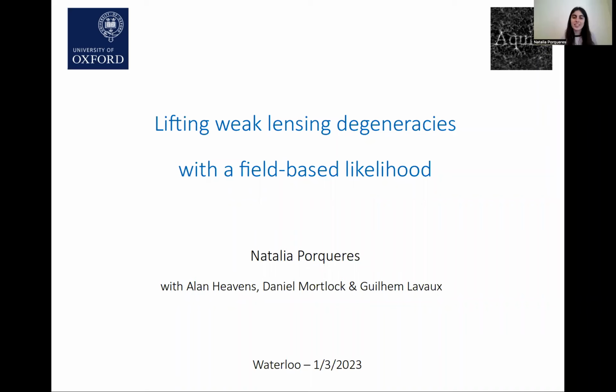Thanks, Mike, for the introduction. And thanks also for inviting me and having me. So I will present a field-based approach to analyze weak lensing at the pixel level that allows us to extract more information from the data.